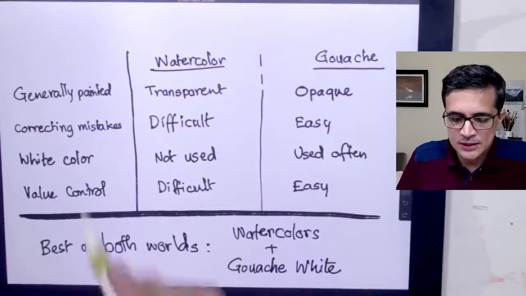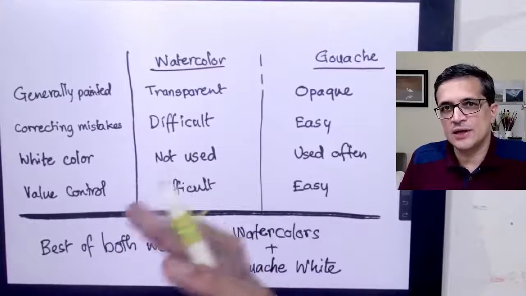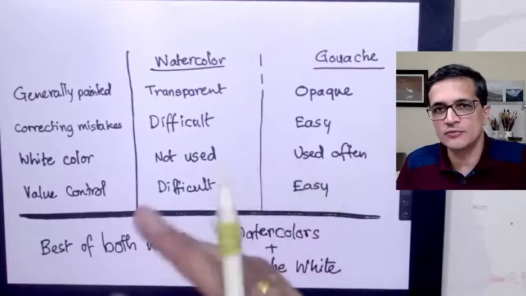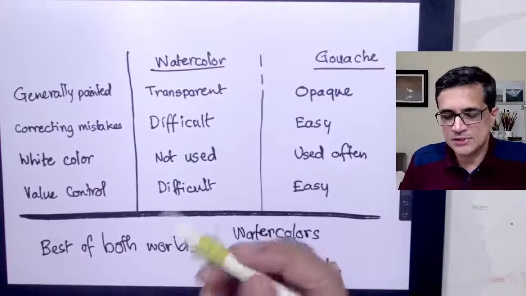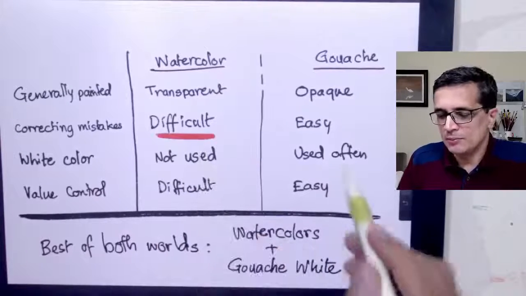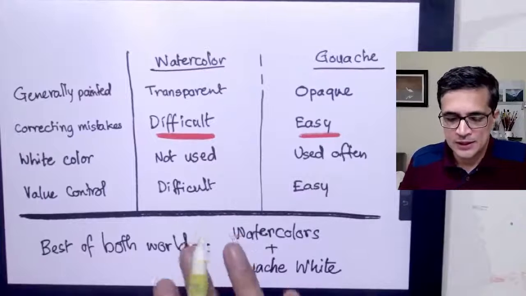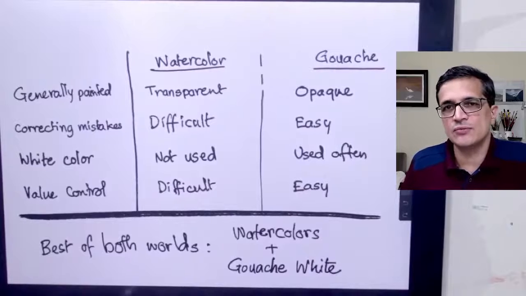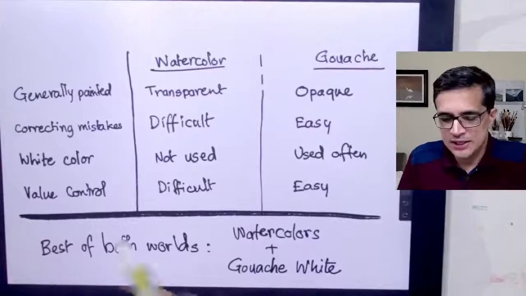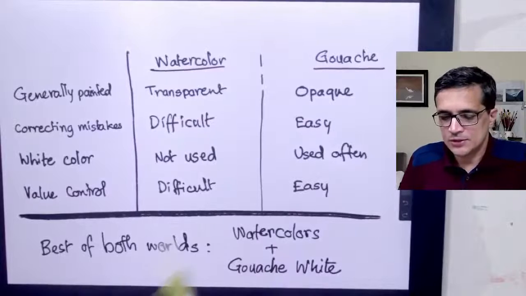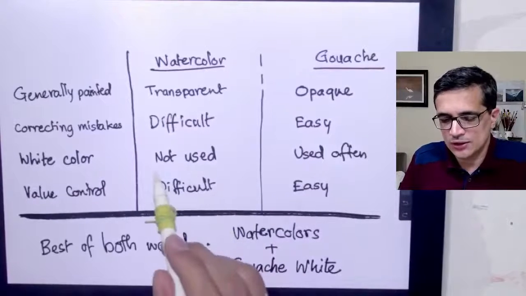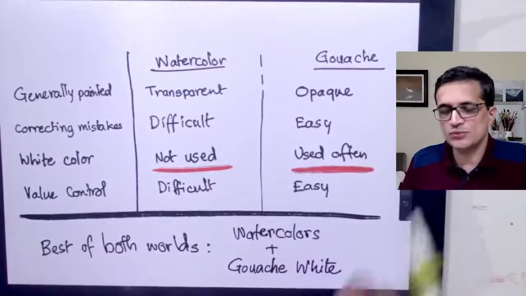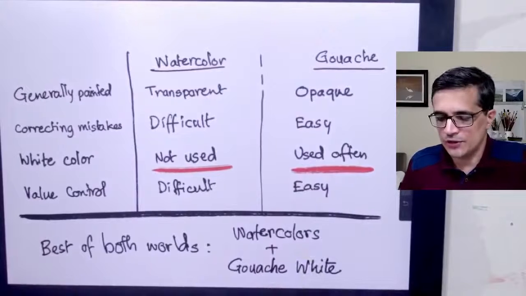Then correcting mistakes, whenever we by mistake spill some color or some spatter falls on your painting, is difficult with watercolor but easy with gouache. What mainly differentiates gouache from watercolor is the use of white as a color. In transparent, traditional watercolor, white is not used, whereas in gouache, white color is very often used.